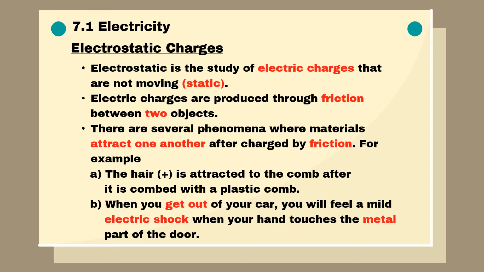For example, the hair, which is positively charged, is attracted to the comb after it is combed with a plastic comb, which is negatively charged. Second example is when you get out of your car, you will feel a mild electric shock when your hand touches the metal part of the door.